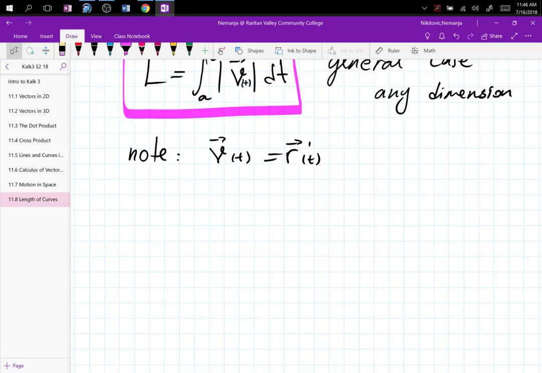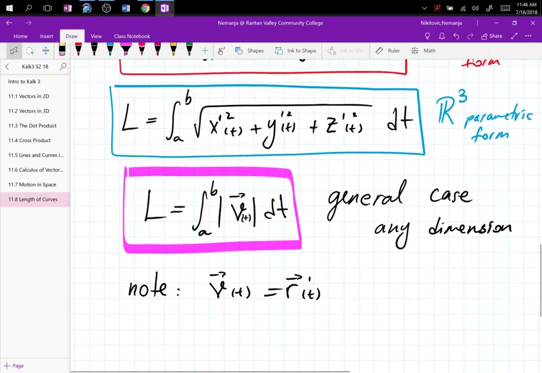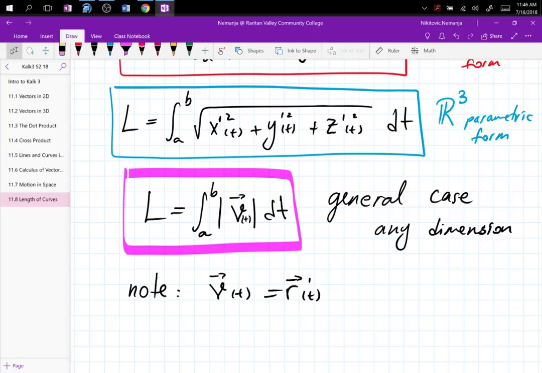So now, given any r, you just compute r prime, find its magnitude, and integrate that. That's very, very simple. We're looking for the length of curve. So that's how many feet you go forward, in whatever pattern you are going, which will be described by r. Let's take a look at an example. And then we have the polar form and we're done.